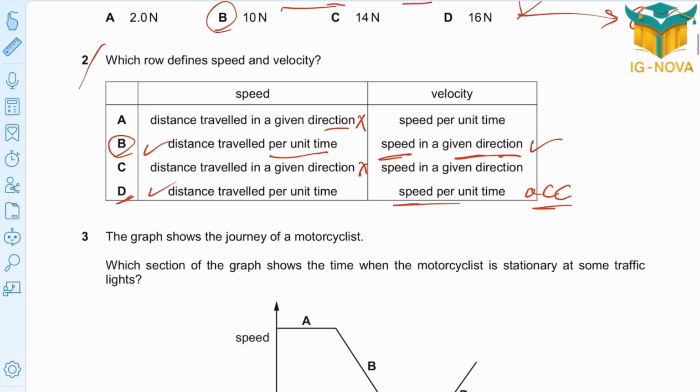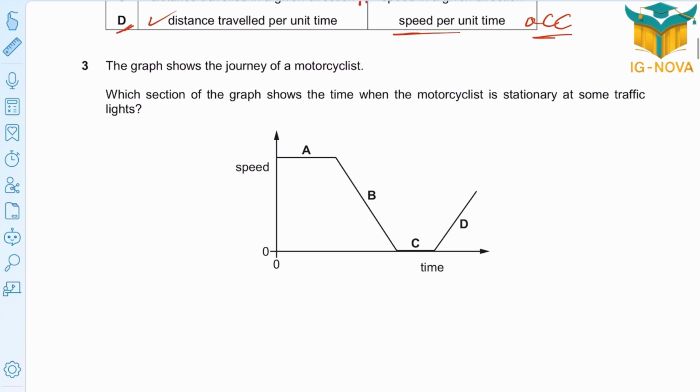Easy. Question 3. The graph shows the journey of a motorcyclist. Which section of the graph shows the time when the motorcyclist is stationary at some traffic light? At some traffic light means speed here must be 0. It doesn't move, stationary. So which one describes that? Surely it's C.